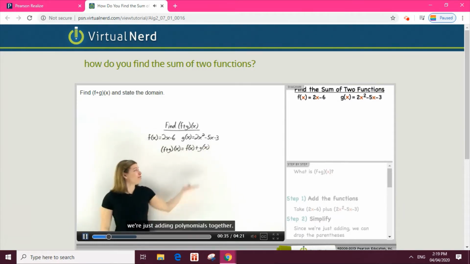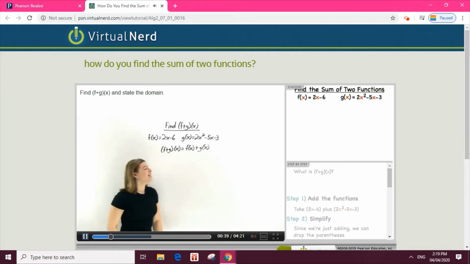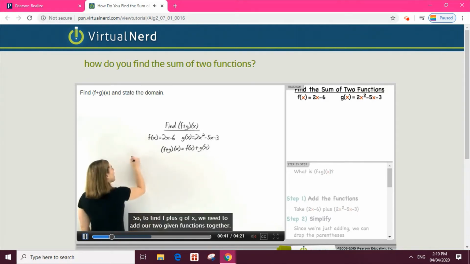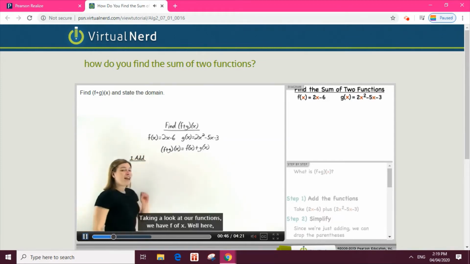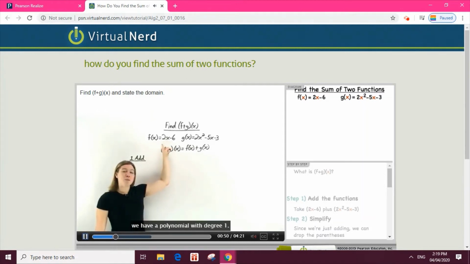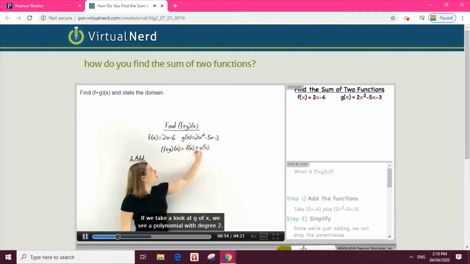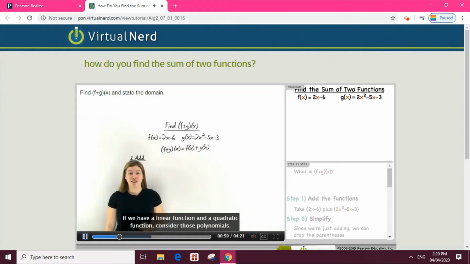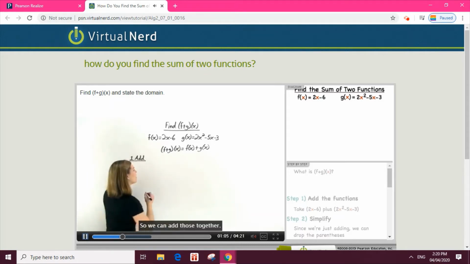So here, we're just adding polynomials together. And that's something we know how to do. So, to find f plus g of x, we need to add our two given functions together. Taking a look at our functions, we have f of x. Well, here we have a polynomial with degree 1. That's a linear function. If we take a look at g of x, we see a polynomial with degree 2. That's a quadratic function. If we have a linear function and a quadratic function, those are just polynomials. So we can add those together.